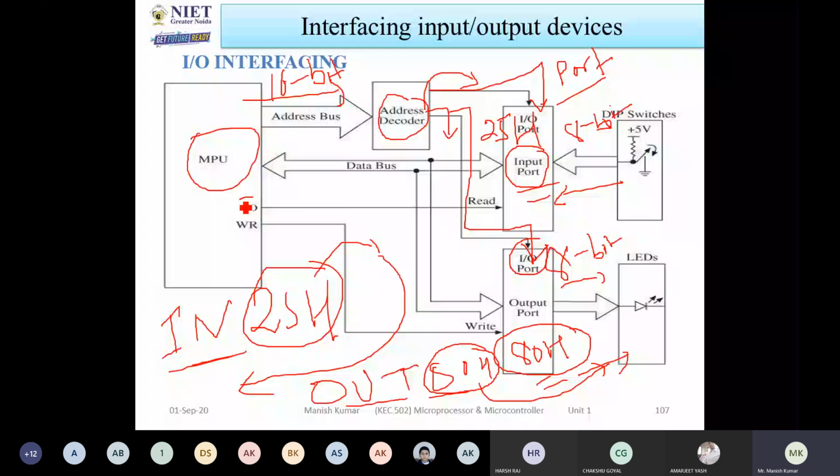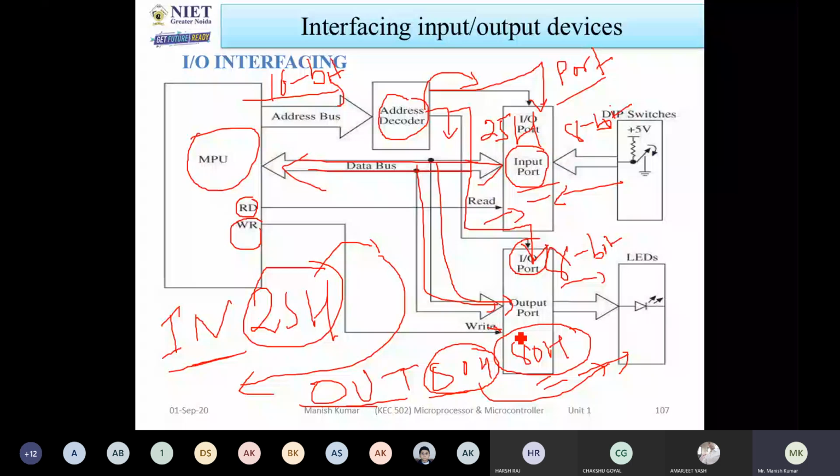So read bar is always associated with the input devices. Write bar is always associated with the output devices. These are the data lines, which are common to both, since the data line is bidirectional. Okay, so in this way you can transfer the data from the processor to the output devices, or from the input devices to the processor.